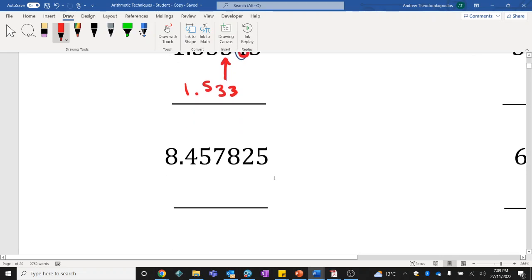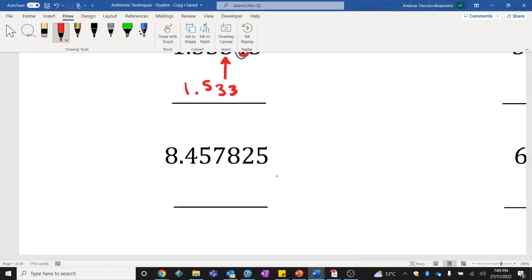1.533. With this one as well, if we want to round to 3 decimal places, we point to the third decimal place and circle the number after. So because the number that we've circled is a number that's 5 or bigger, we're going to round up, which means the number that we've pointed to, which is the 7, goes up to an 8. 8.458.